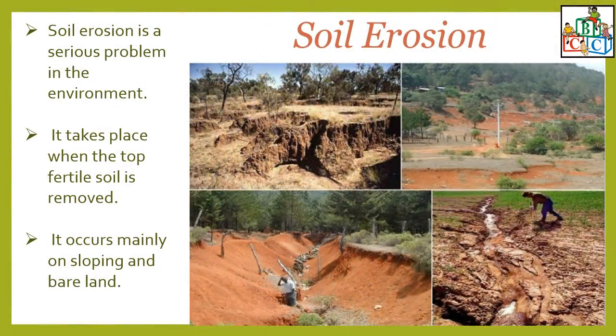Let us do a quick revision on soil erosion. Take a look first at the following pictures. Okay, these show soil erosion. Soil erosion is a serious problem in the environment. It takes place when the top fertile soil is removed. So this is what soil erosion is: when the top fertile soil is removed, it occurs mainly on sloping and bare land.